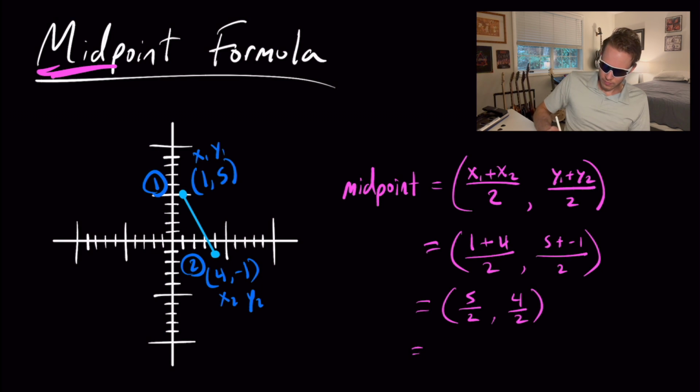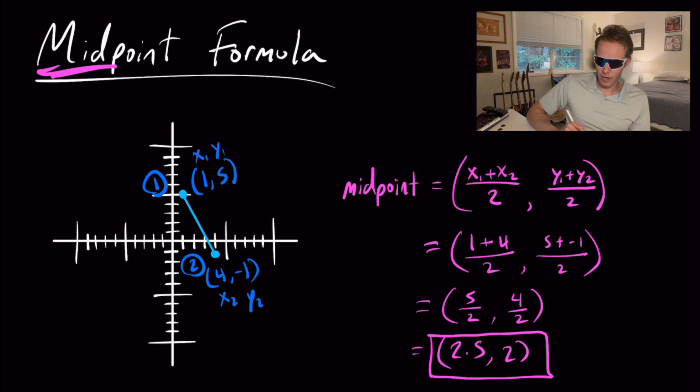And then now we can do the division. So 5 divided by 2 is going to be 2.5. And then 4 divided by 2 is going to be 2. So this is the midpoint that we got from using the formula.